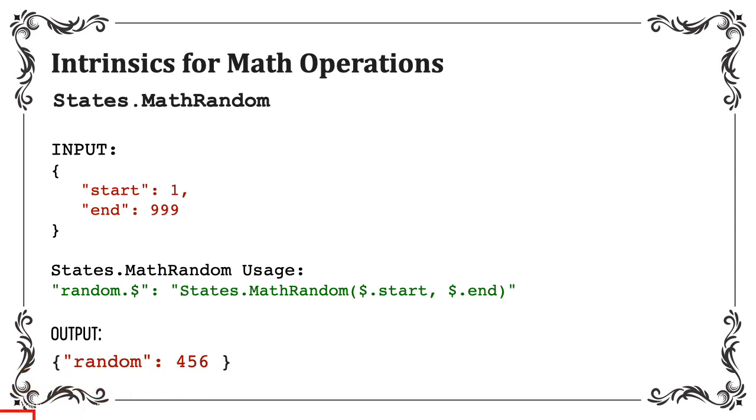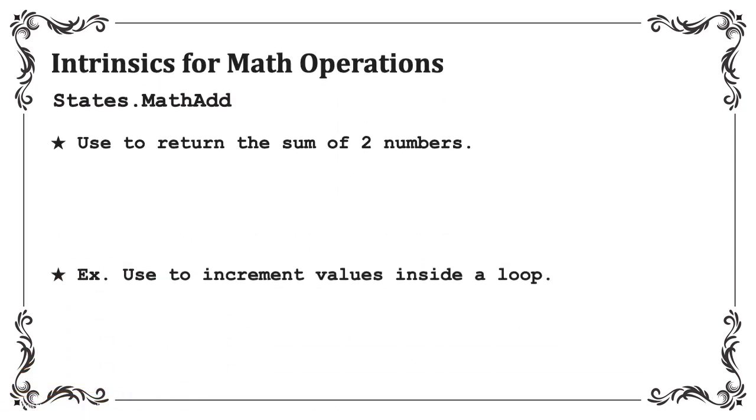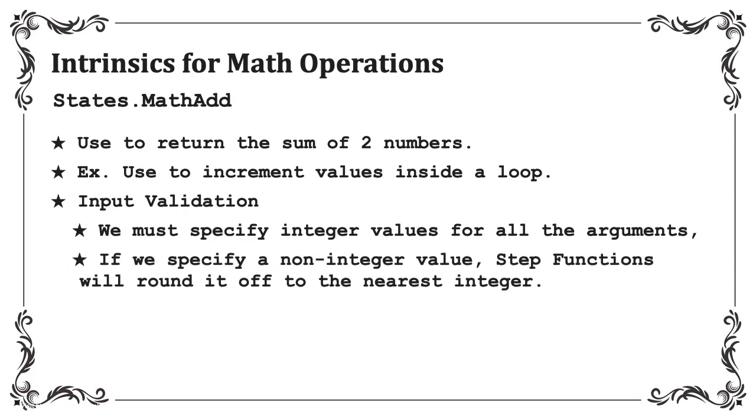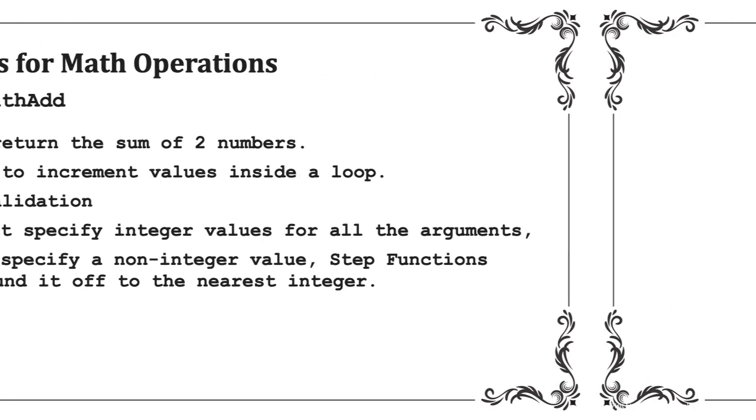Random is 456. Use the MathAdd intrinsic function, on the other hand, to return the sum of two numbers. For example, you can use this function to increment values inside a loop without invoking a Lambda function. The input validation is the same as the MathRandom function. We must specify the integer value for all the arguments, and if you specify a non-integer value for one of the arguments, then Step Functions will round it off to the nearest integer.